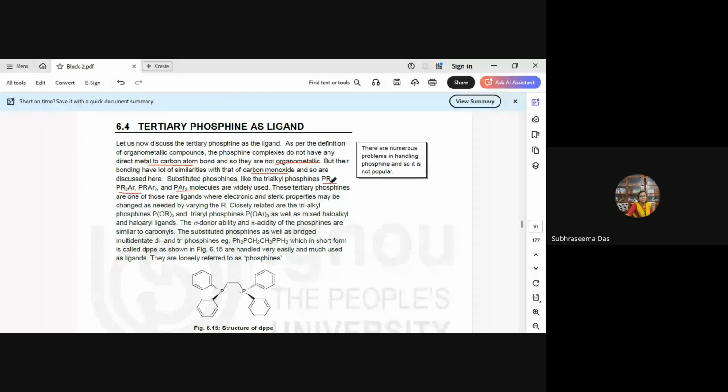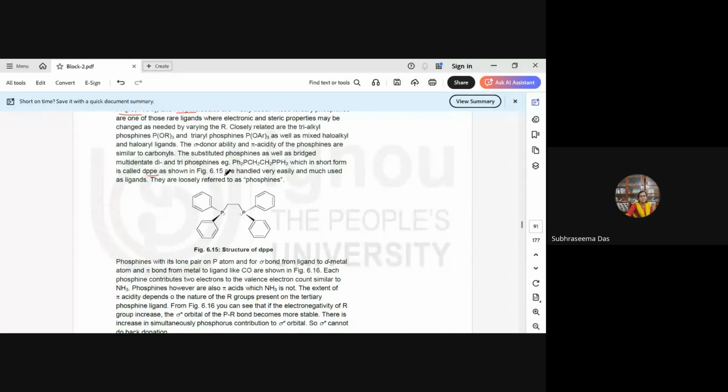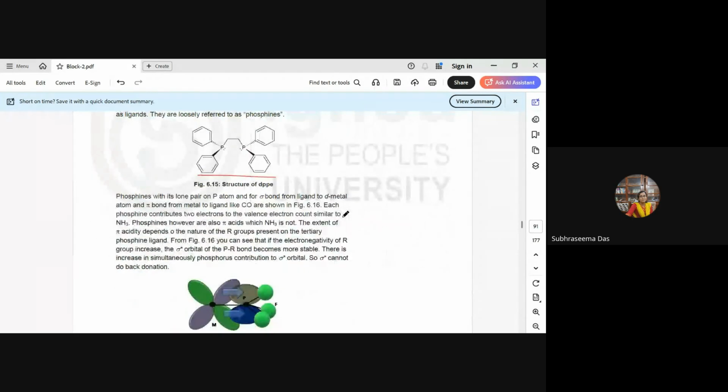In particular, the sigma donor ability and pi acidity of the phosphines are similar to that of carbonyls. The substituted phosphines as well as bridged multidentate di and triphosphines, which we call DPPE, such as Ph2PCH2CH2PPh2, are shown here. They are easily referred to as phosphines, that is DPPE, di and triphosphines. Phosphines contain a lone pair on each phosphorus atom, and they form a sigma bond from the ligand to the d metal and a pi bond from the metal to the ligand.